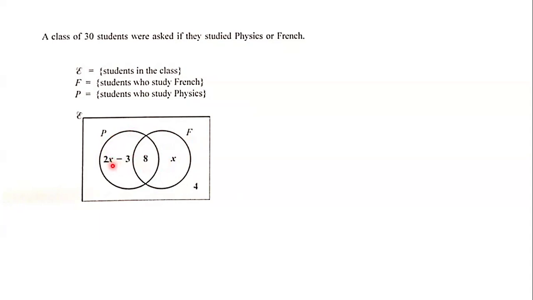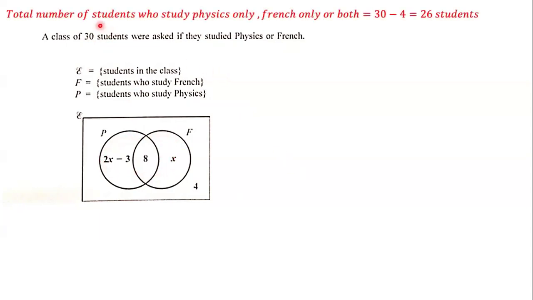And so what is this amount equal to? If we take 2x minus 3, add it to 8, and add it to x, what is the numerical value of this amount? We know the total number of students in the class is 30, but what is the numerical value of the union? Well, we have physics only, 2x minus 3, French only, that's x, or both, which is 8, is going to be equal to 30 minus 4.